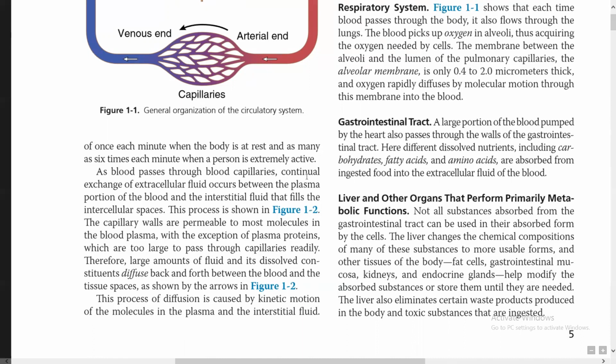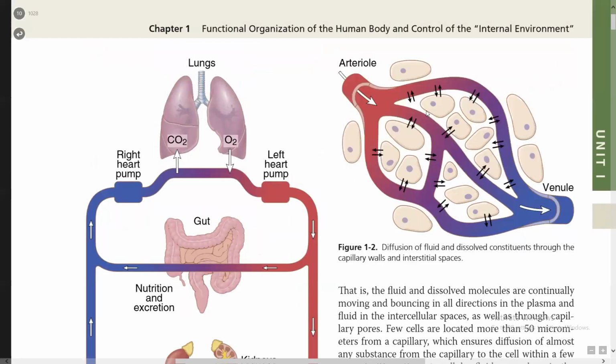So there are spaces between the cells, and in those spaces there is a fluid that is called interstitial fluid. So there is exchange of materials and nutrients, and the process is being shown in figure 1.2 over here. As you can see, these are cells, and between these cells there are some empty spaces in which there is interstitial fluid. So there is exchange of materials from the blood and cells.